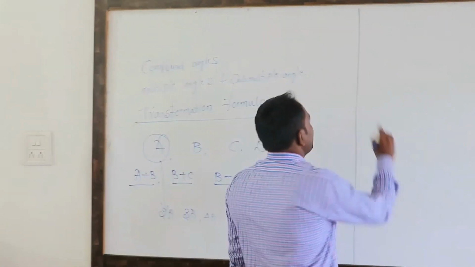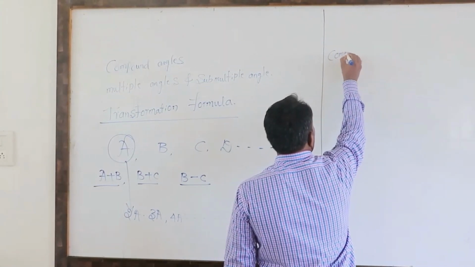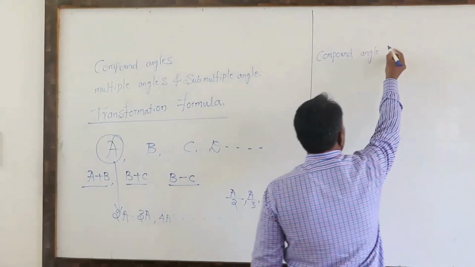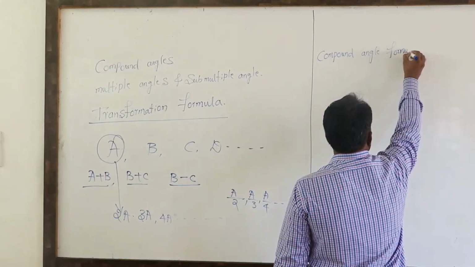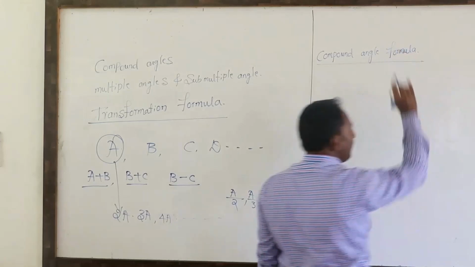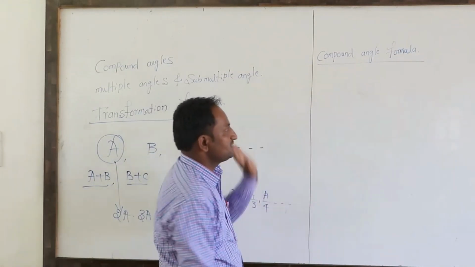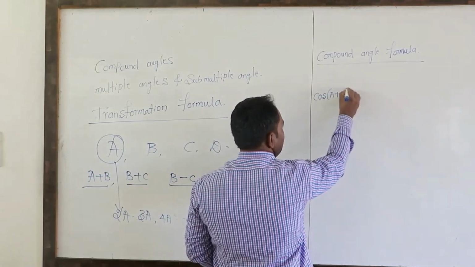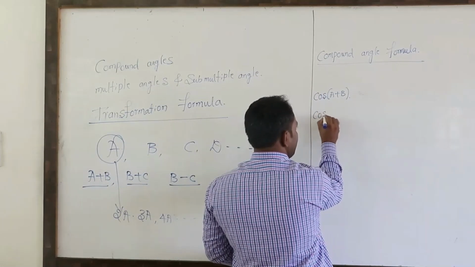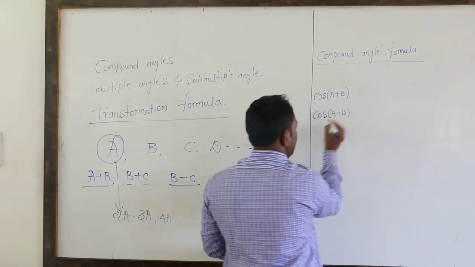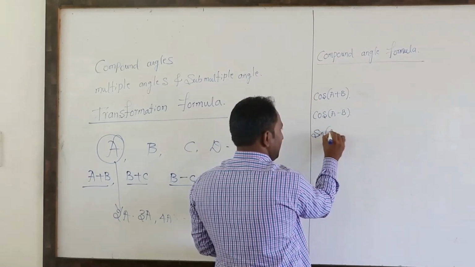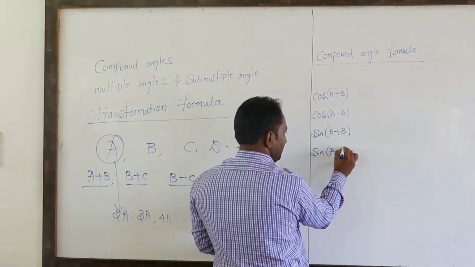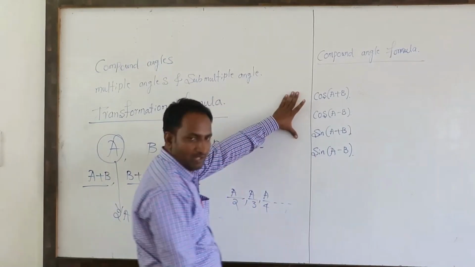Here, to start, we will discuss the compound angle formulas. There are four different forms of compound angles. The first one is cos of A plus B, then cos of A minus B, then sine of A plus B, and sine of A minus B. These are the basic compound angle formulas.